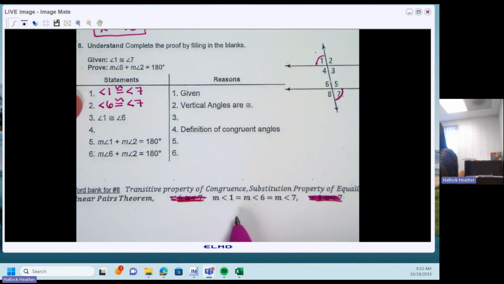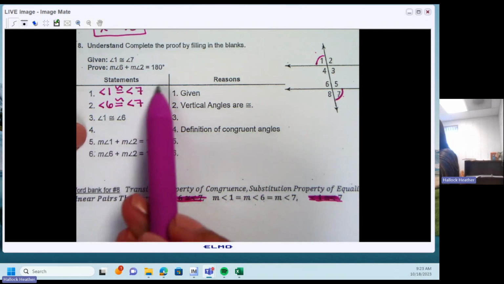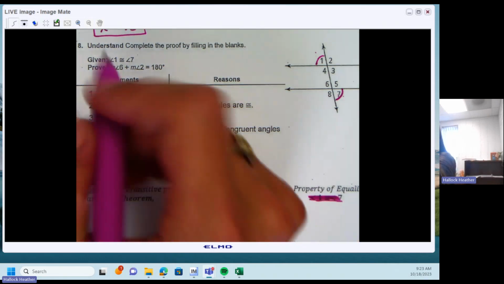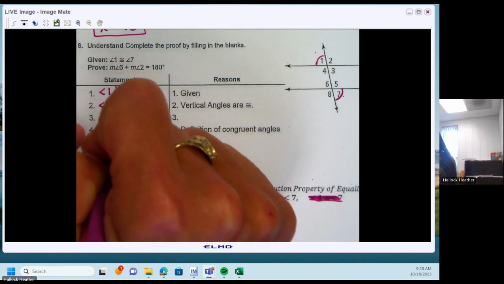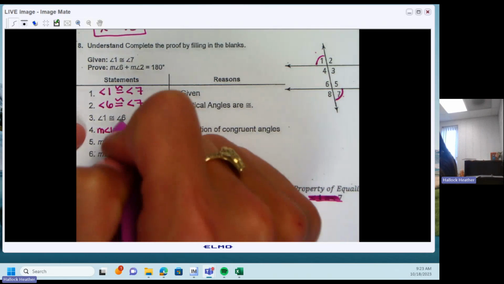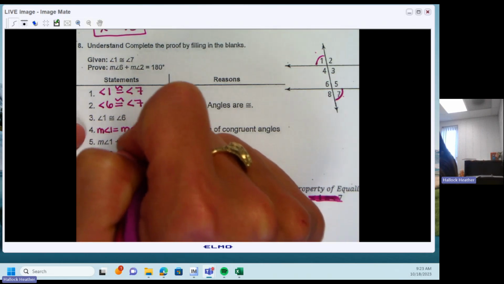And then I can kind of use process of elimination. The last math type given word bank is going to go in 4. So I could put measure of angle 1 equals the measure of angle 6, which equals the measure of angle 7 in number 4, because this is my math side, the statements. You might need to write a little small. Sorry, I don't know why it came out so small.